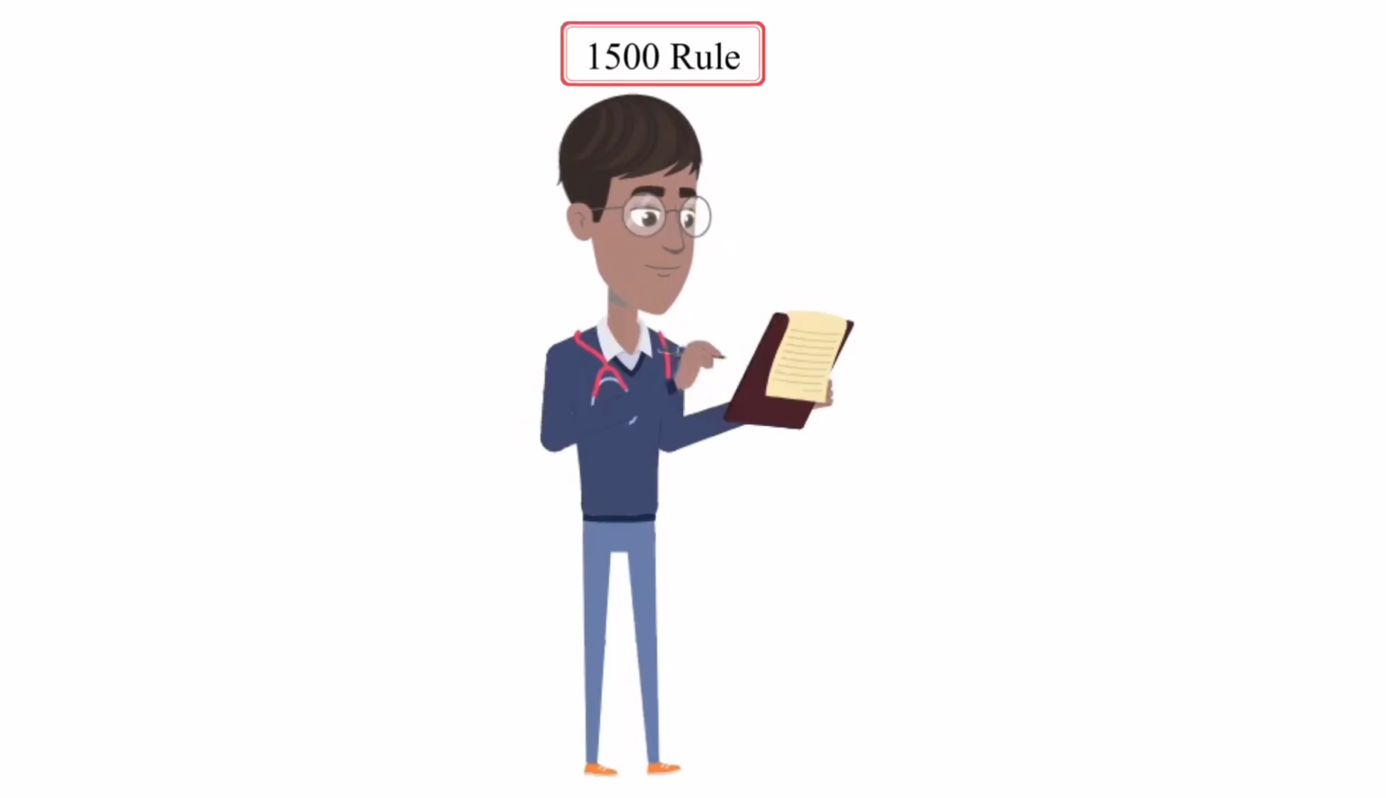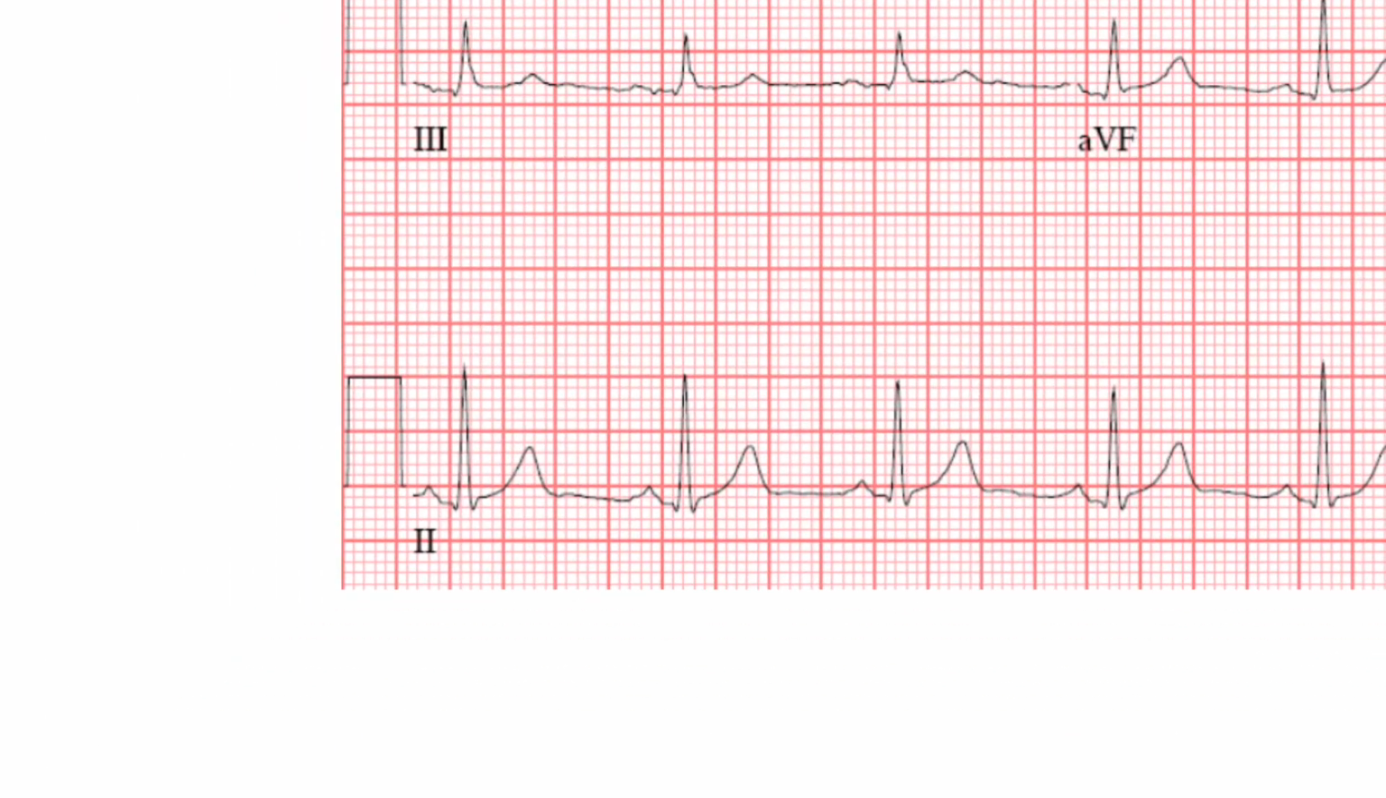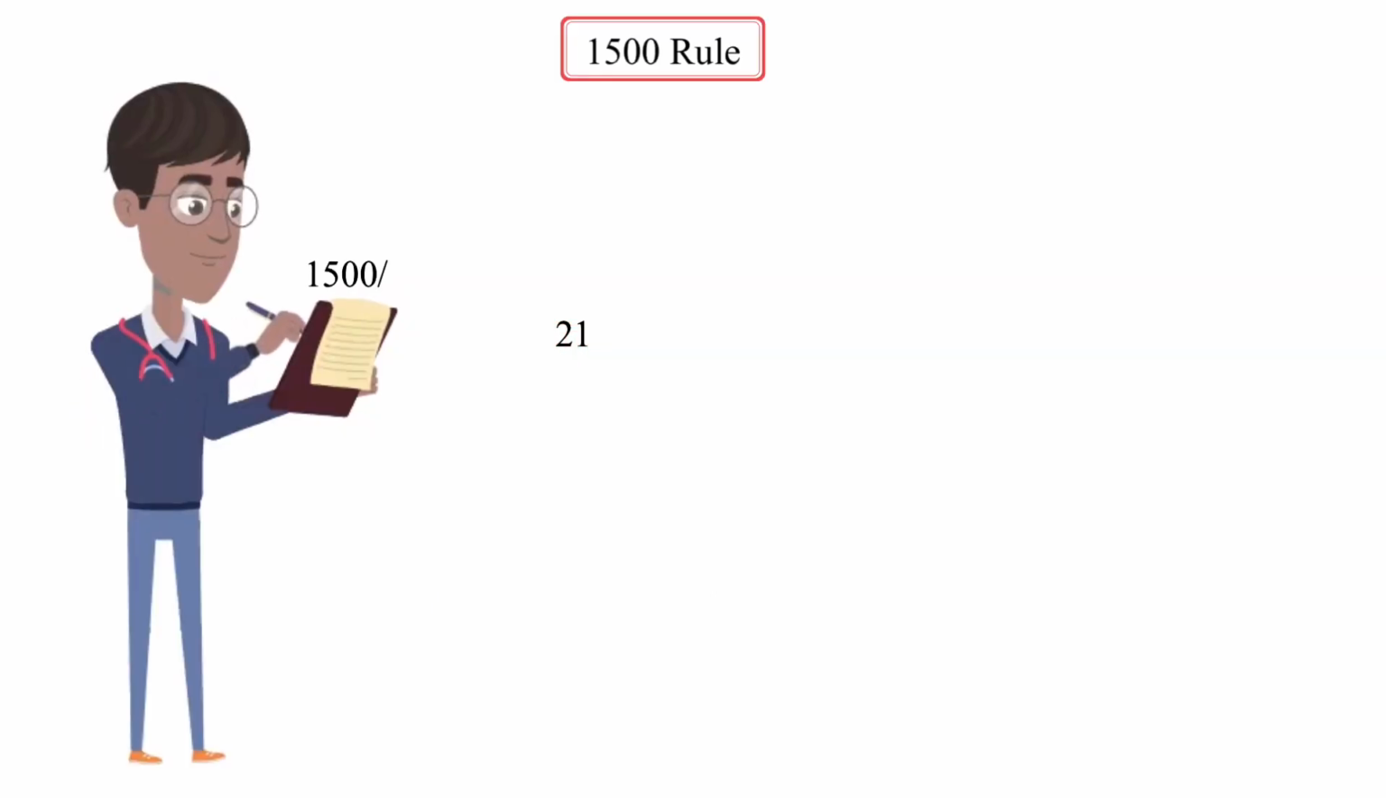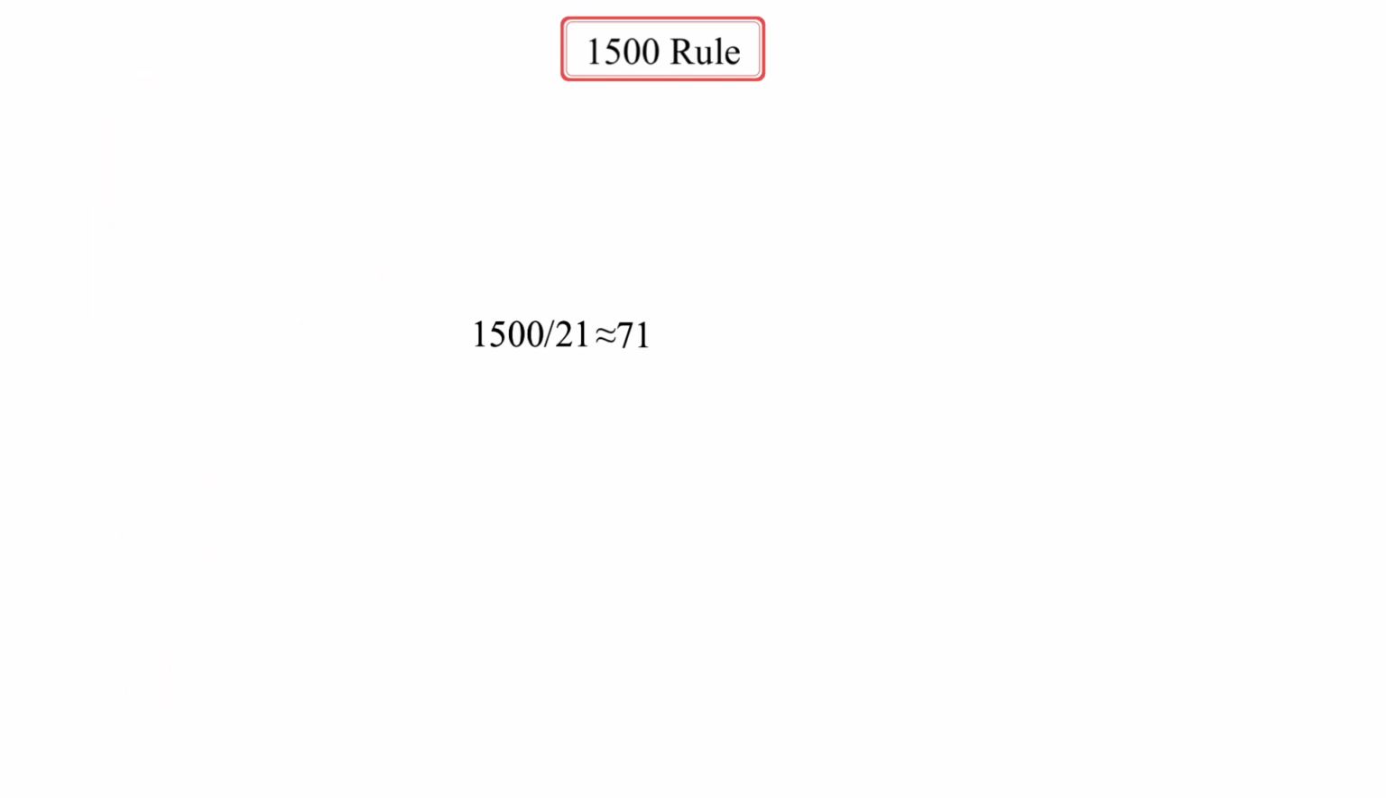For precision, you use the 1500 rule, which involves you counting the number of small boxes between the R-R interval. This is roughly 21. The mathematical expression will be 1500 divided by 21. This is approximately 71 when you round it up to the nearest whole number.